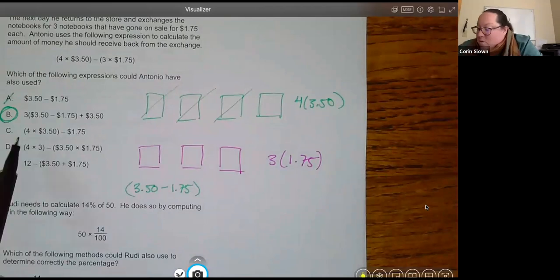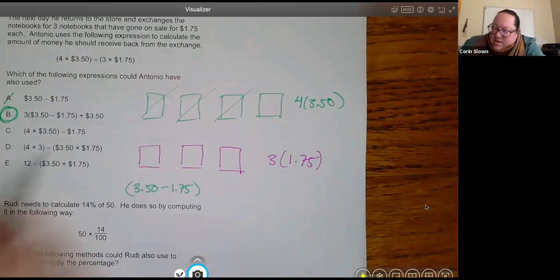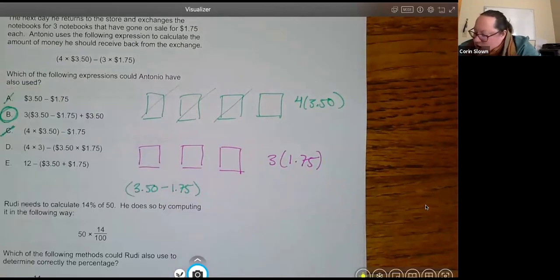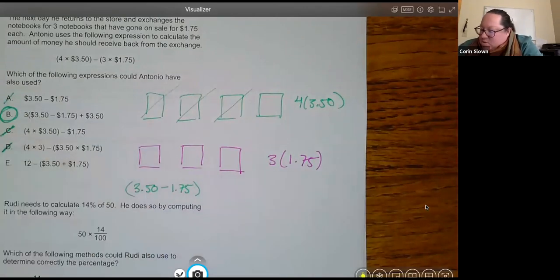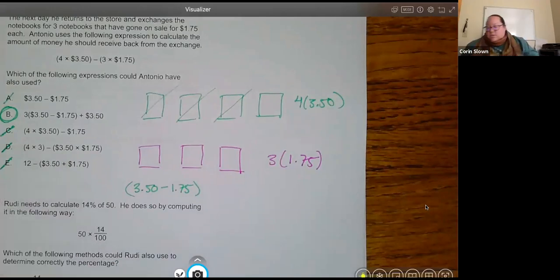C won't work, right, because that's the opposite. $1.75 is just the cost of a single notebook, so that's not a good option. 4 times 3, so he didn't get 12 notebooks, so I know right away that's not an option. And 12, well, again, we can't use 12 because he didn't get 12 notebooks. 12 isn't a number that makes sense for this problem. So by process of elimination, we know that B is the only available answer.